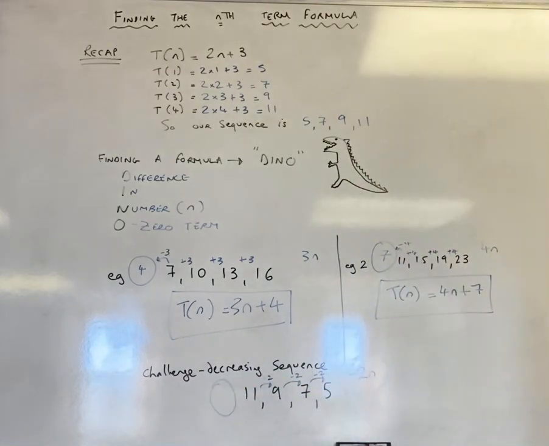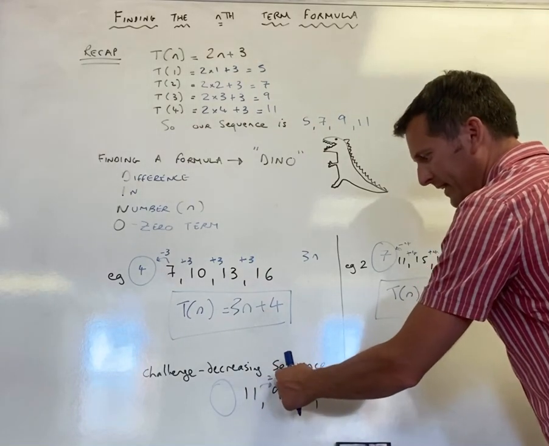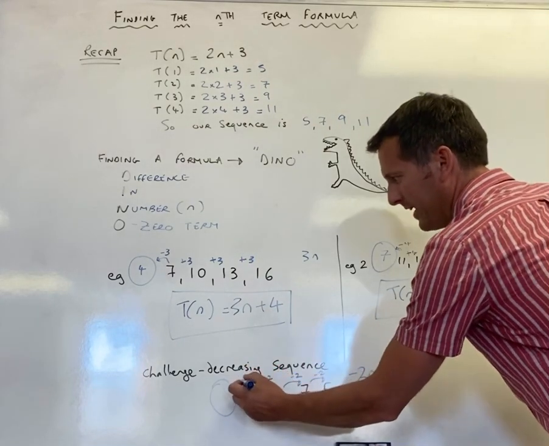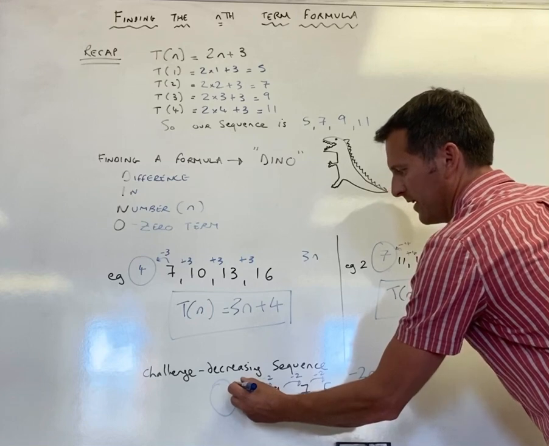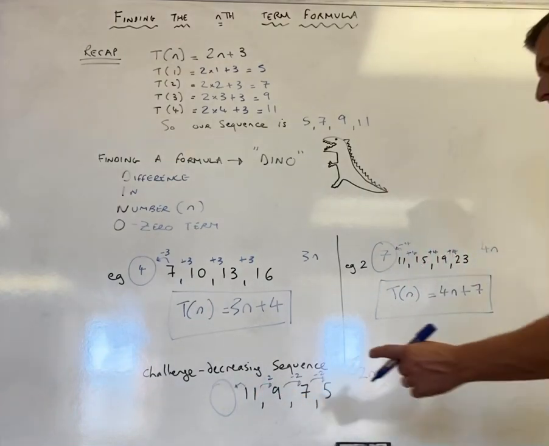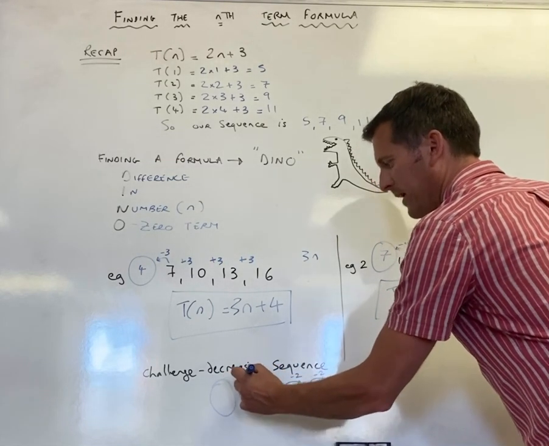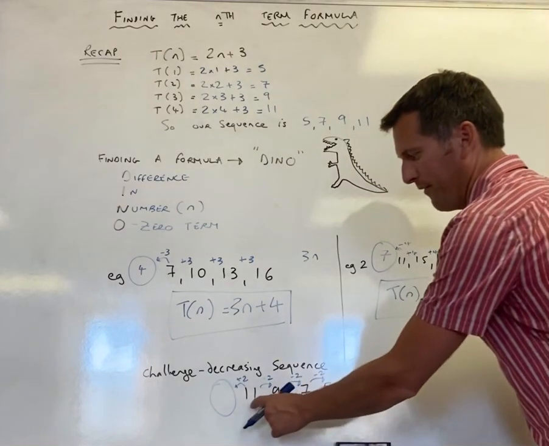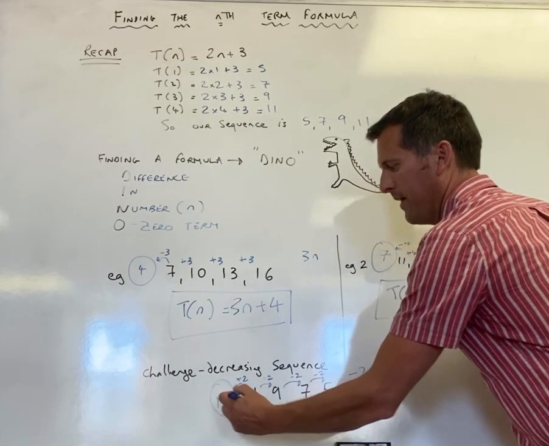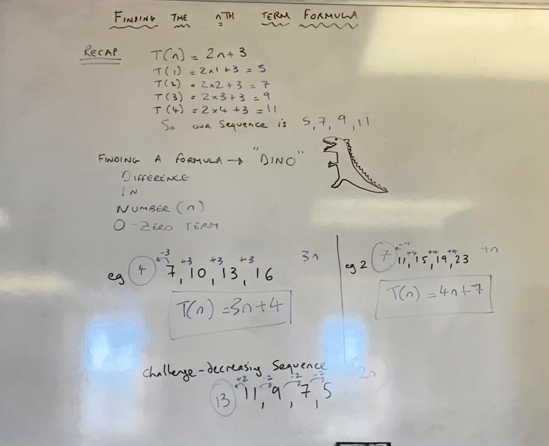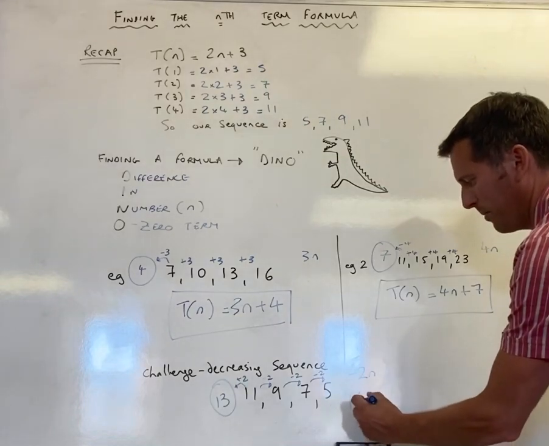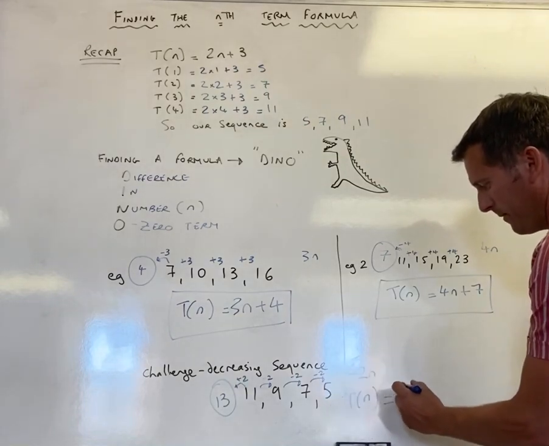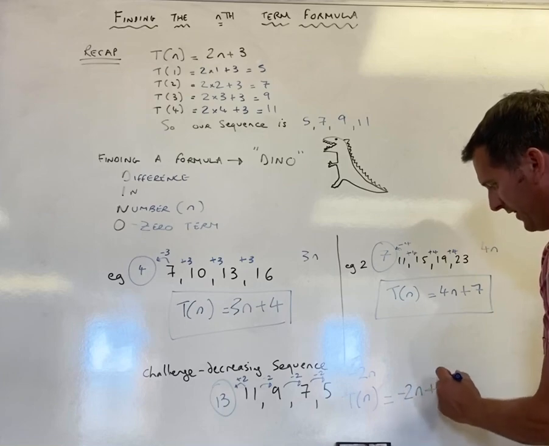To do the zero term, if I was going down in 2s each time, to take a step backwards I've got to do the opposite. So because I was going down in 2s, I've got to add 2 on to my first term. And if I add 2 on, that gives me 13. So my formula for this super hard one is going to be minus 2n add 13.